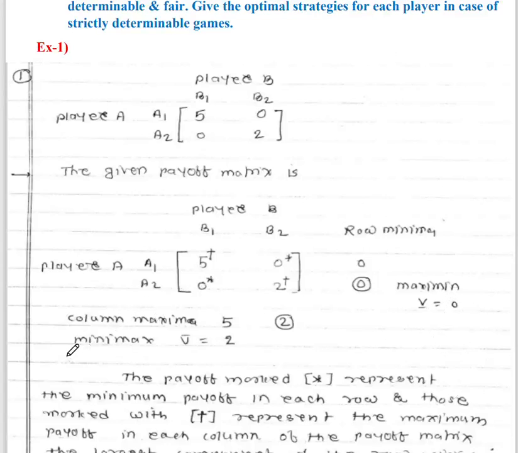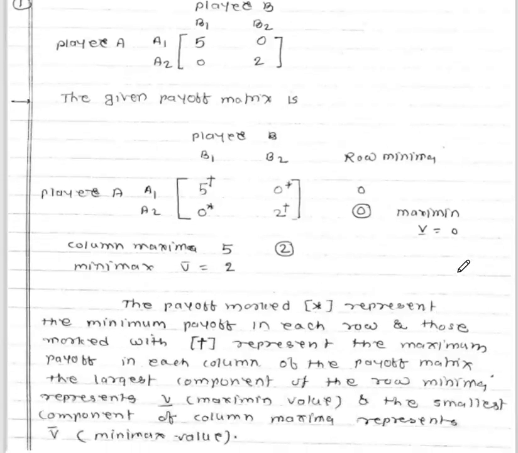Then we will find the column maxima. Take the largest value from the first column and the second column. Here the largest values are 5 and 2. Minimax means take the smallest value in the column maxima, that is 2. So here maximin, the lower V bar, is 0 and minimax, the upper V bar, is 2.